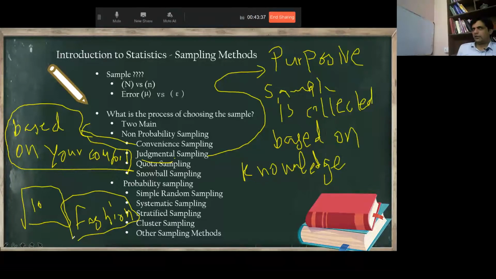So this is my educated guess based on information I see. If one boy or one girl is doing fashion, I just ask them. So that's my judgmental sampling. Here I judge people on their appearances based on little information I get.